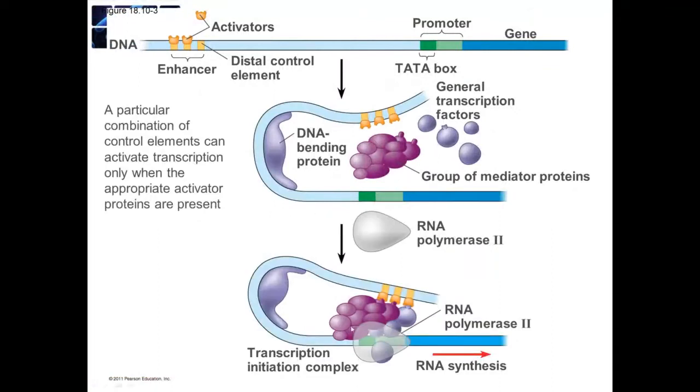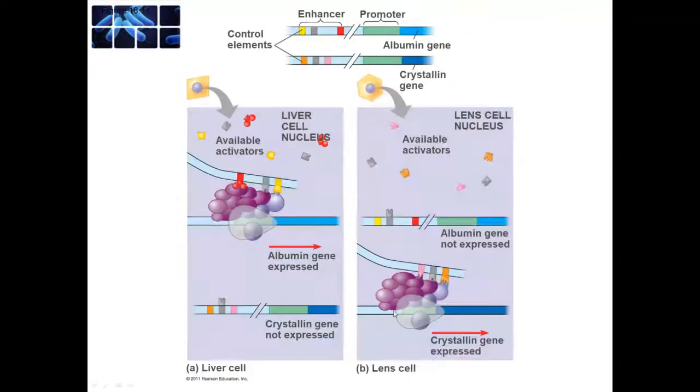Oh, I just wanted to show this picture. Don't forget about that whole bending of the DNA and how important that is. This is just an interesting way to compare. So here are two different genes. Here's the albumin gene, which is expressed in our liver cells. And here's the crystalline gene, which is expressed in our lens cells. Liver cells and lens cells both have these genes, right? Because every cell has all the same genes.